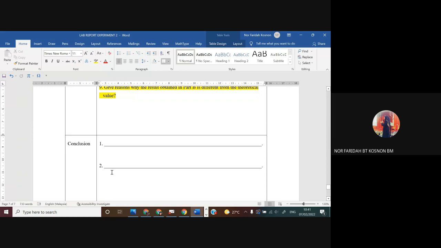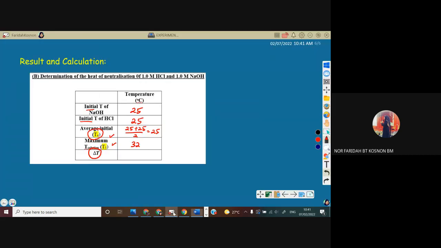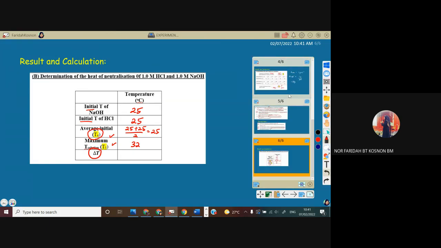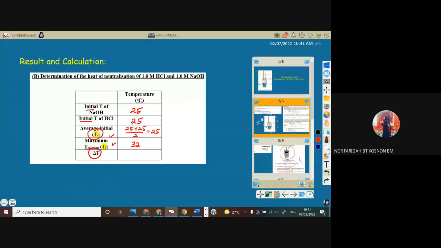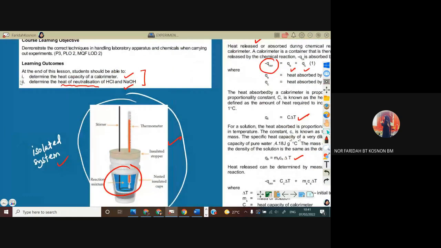So conclusion mesti merujuk kepada kita punya learning outcome. So tengok balik learning outcome ni tadi. Contoh, okay, for example, there are 2 learning outcomes here. So satu learning outcome, satu objektif tu, satu conclusion. Menjawab balik kita punya learning outcomes ataupun objektif. For example, the first objective or learning outcome, students should be able to determine the heat capacity of a calorimeter.